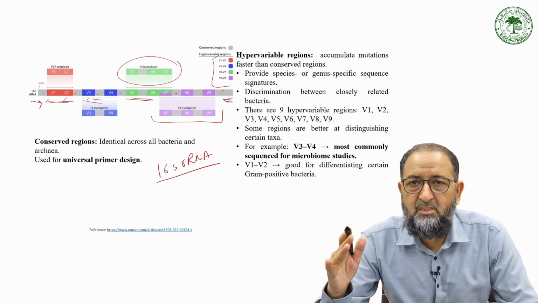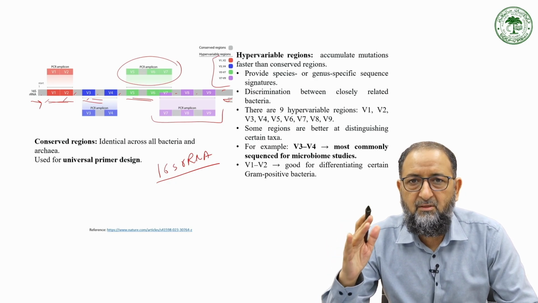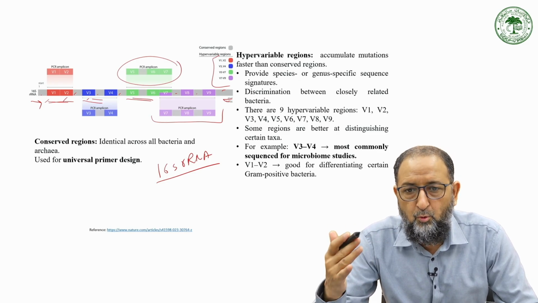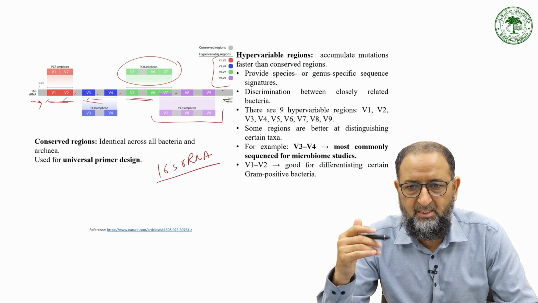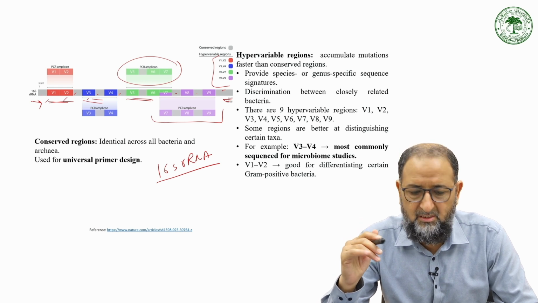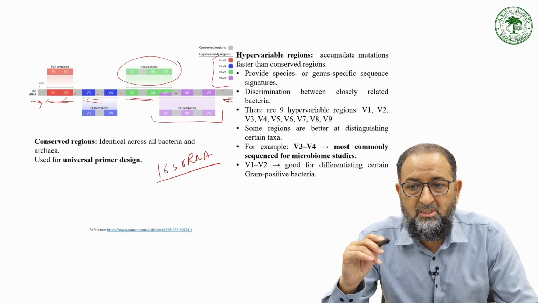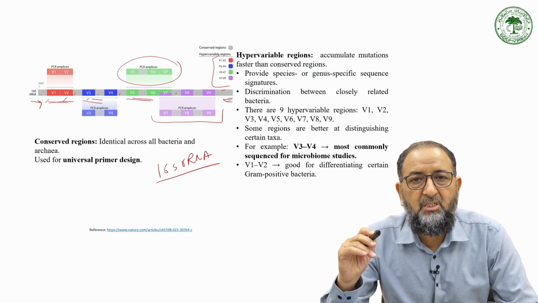So, hypervariable regions which are present there differentiate between species to species and genus to genus, and they discriminate between closely related bacteria. For example, there are 9 hypervariable regions I have just talked about, V1 to V9, and some regions are better at distinguishing certain taxa. For example, V3 to V4.